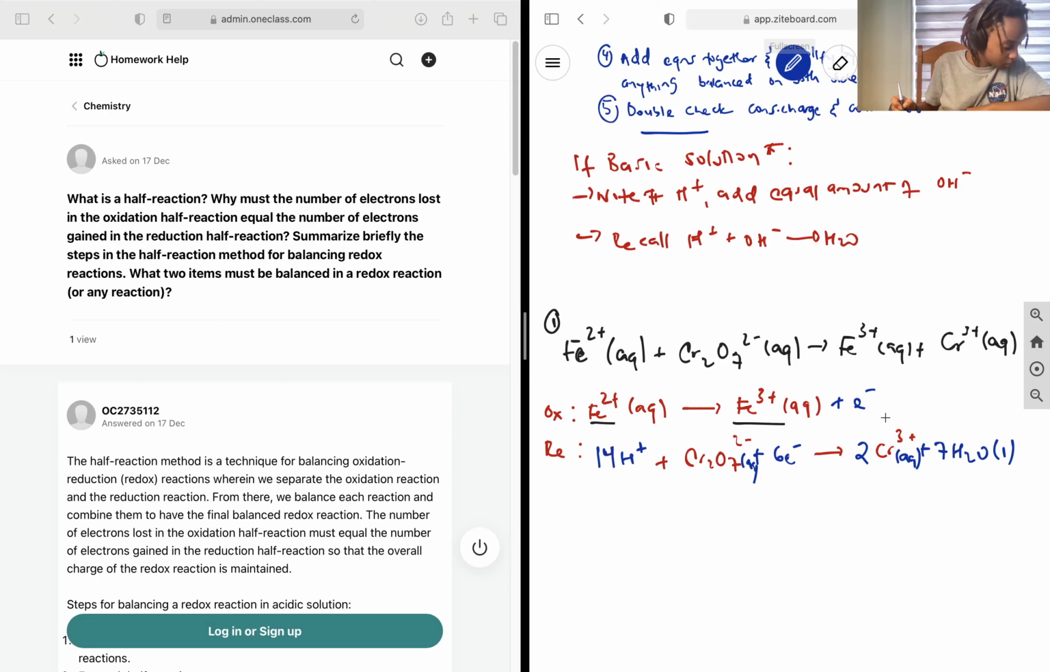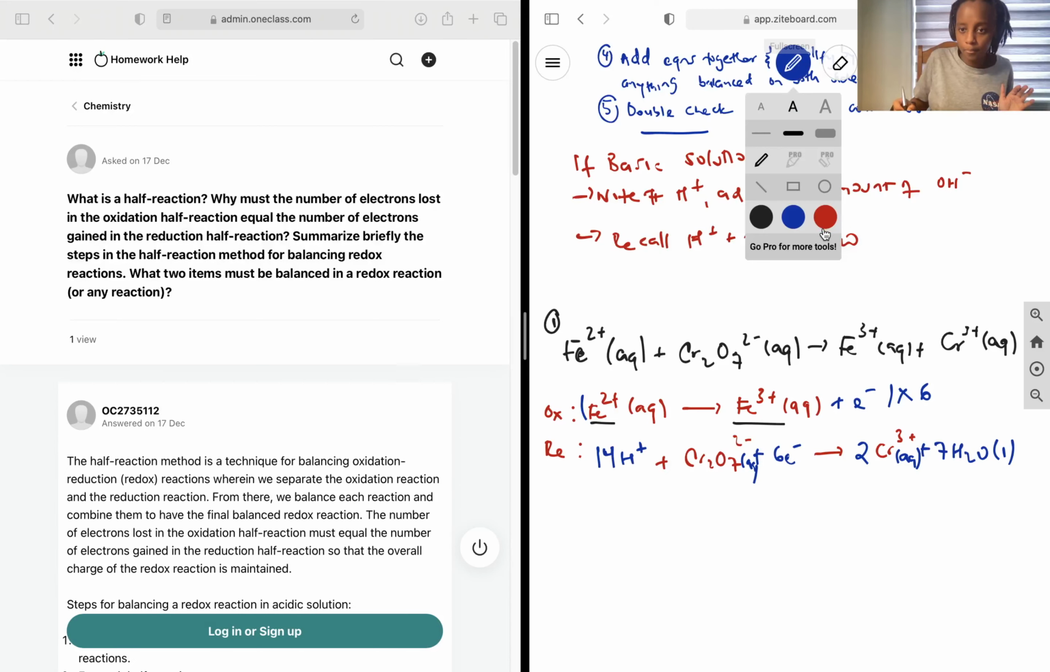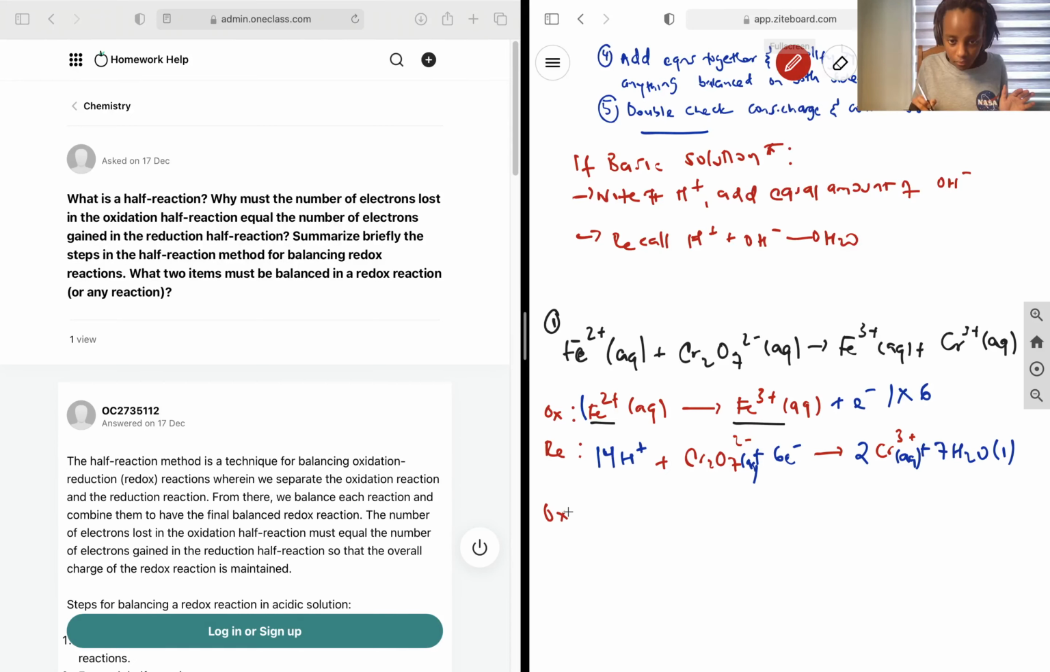There we go. And so next up we have the charges balanced, mass species are balanced, and next up we want the electrons added or removed to be equal. And that means that we will multiply this equation by 6 before we add it to the next one. So let's just write it down here. And so we have 6 Fe2+ to 6 Fe3+ aqueous plus 6e-.